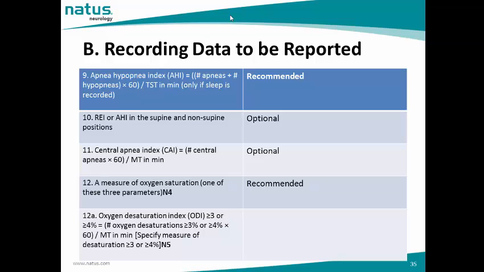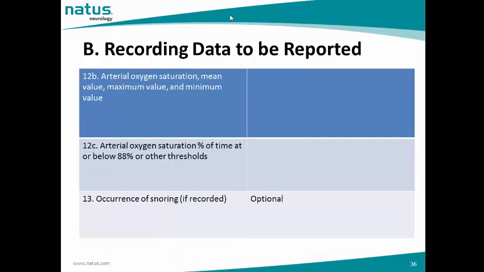For example, if hypopnea is scored based on a more than or equal to 3% desaturation, the oxygen desaturation index should be the number of the more than or equal to 3% desaturations multiplied by 60 divided by monitoring time. Occurrence of snoring, if recorded, is optional.